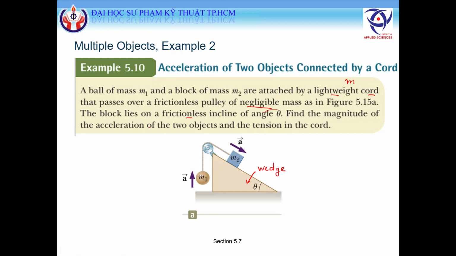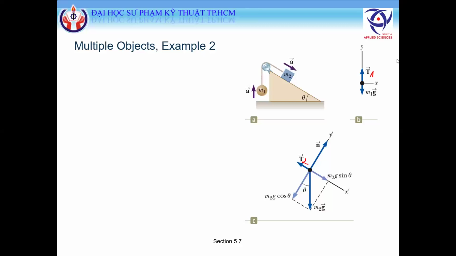Okay, so now the question is find the magnitude of the acceleration and the tension. So we solve for A and T. Right? Then now try to draw the free body diagram of that and take the picture and send it in the Zello group so that I can see if you understand the problem. Okay, so draw the free body diagram, send it as a picture.